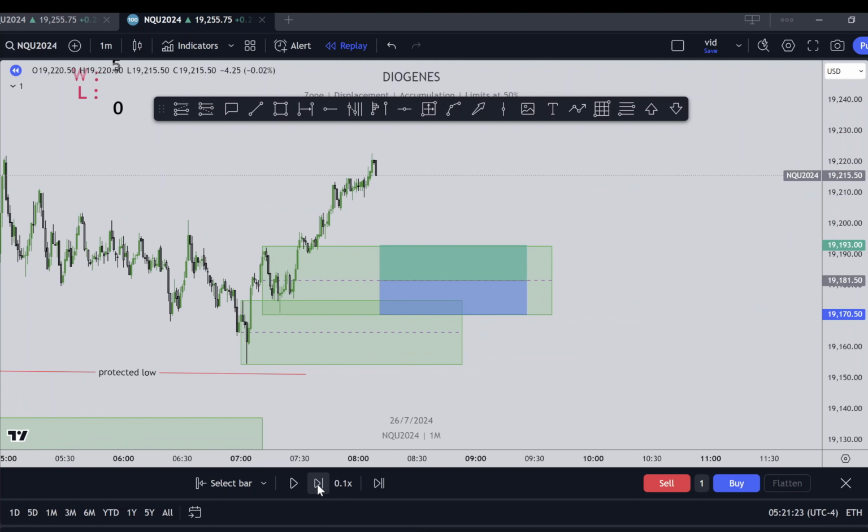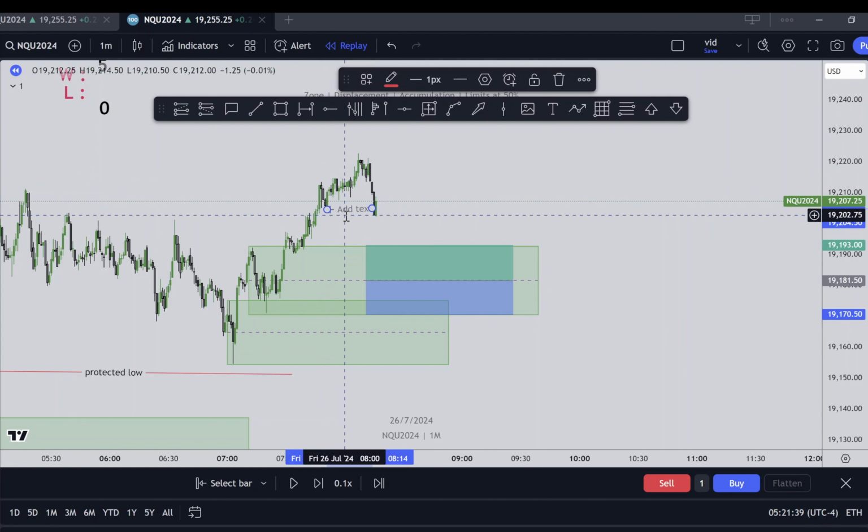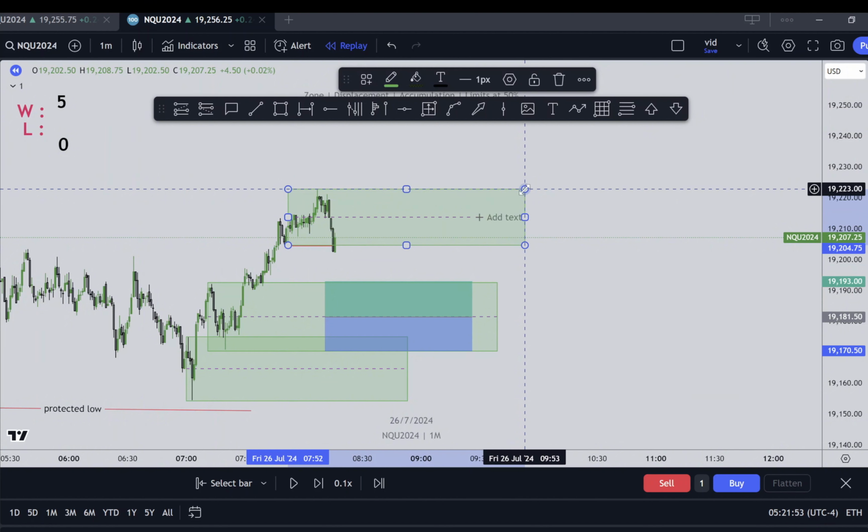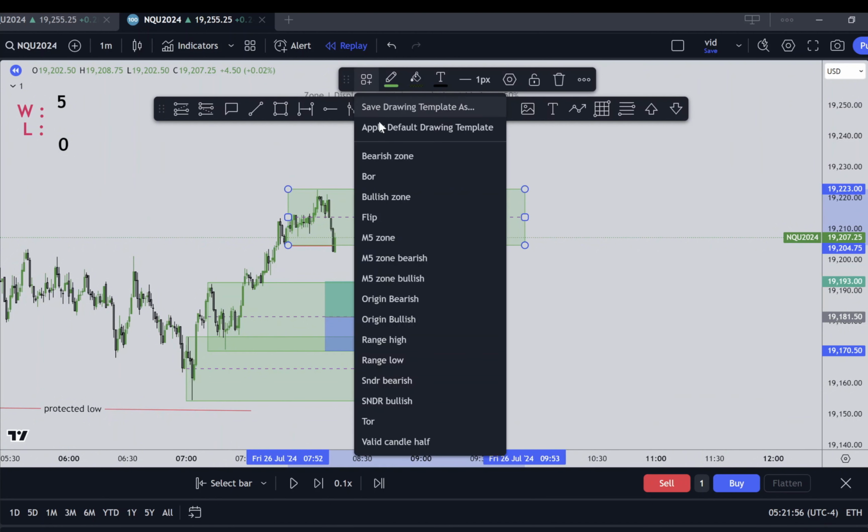All right. Okay. Here, I think we broke structure. For me, it's a break of structure here, because this was our last protected low in this smaller time frame. I think the 15-second or something like that. Will I take this trade? Why not? I'm up 5 wins.